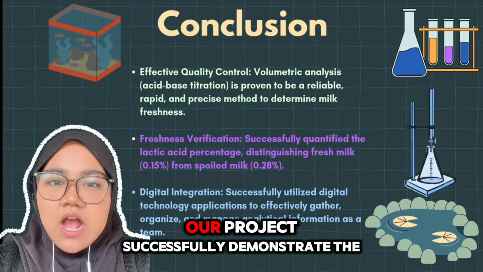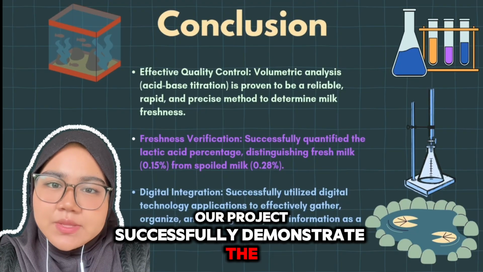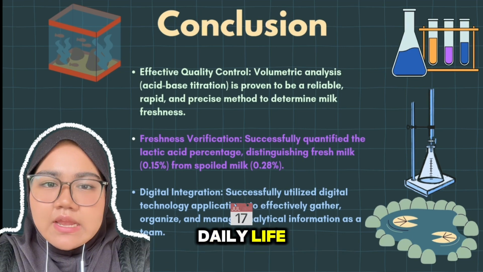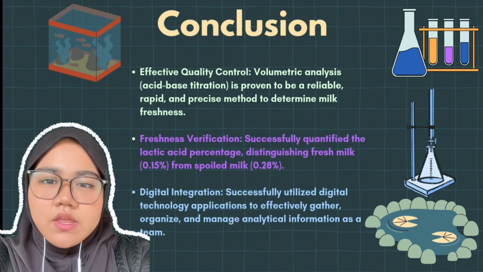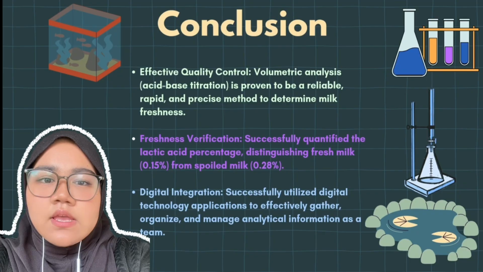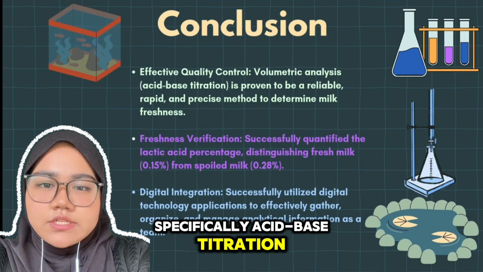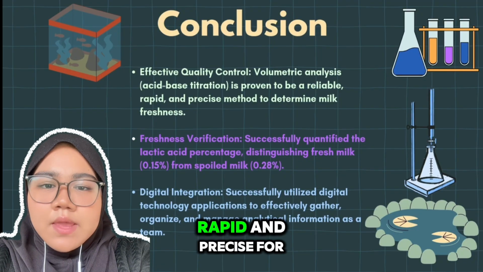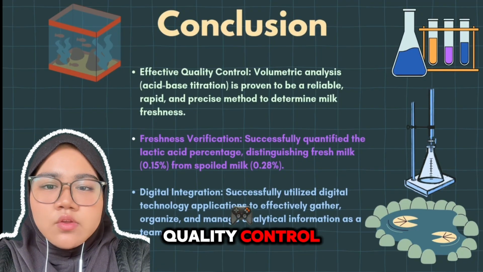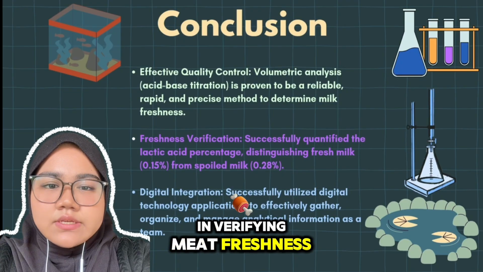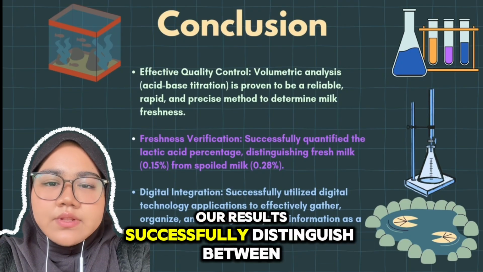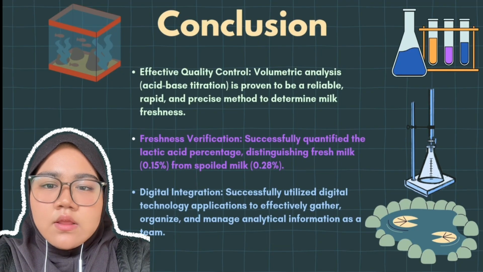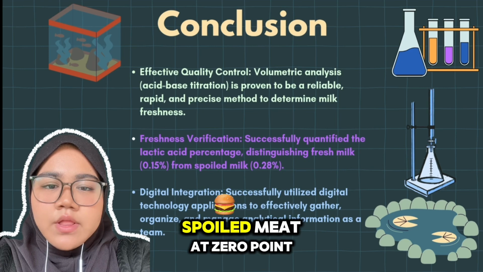In conclusion, our project successfully demonstrates the practical application of basic analytical chemistry in daily life and the food industry. Through volumetric analysis, specifically acid-base titration, we have proven that this method is highly reliable, rapid, and precise for quality control in verifying milk freshness. Our results successfully distinguish between fresh milk at 0.15% of lactic acid and spoiled milk at 0.28% lactic acid.